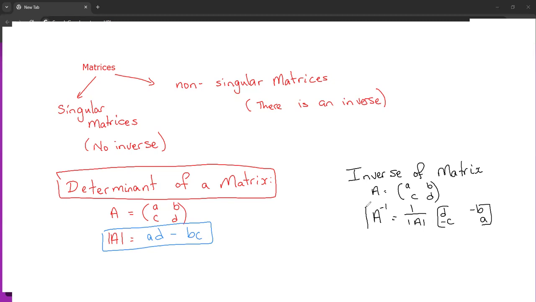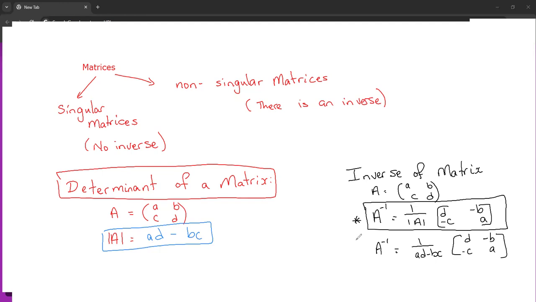So basically, this is the formula that we need to know to find the inverse of a matrix. So you have A inverse, and remember this here is the determinant, so you could replace it with 1 over ad minus bc, times the swap of the leading strand and then the change of the sign of the other two elements. You can learn either this version or this one.